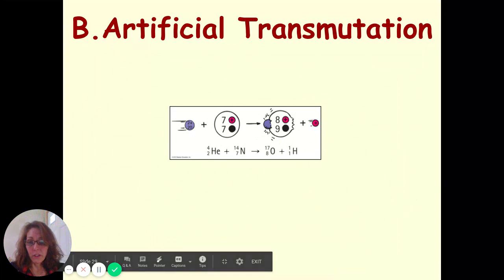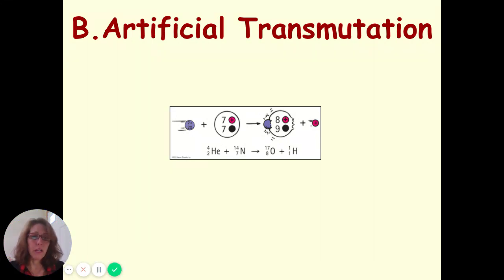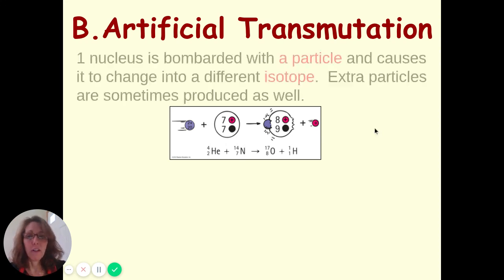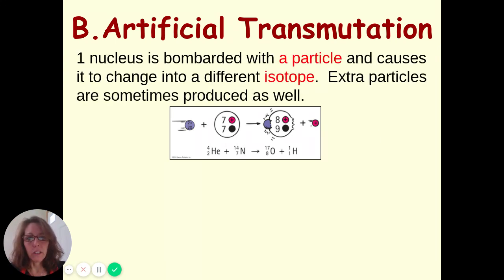Next is artificial transmutation. Again, these are the ones that don't happen spontaneously. You need to get them started by doing something to these particles, to these elements. So you might be working with a stable nucleus like nitrogen-14. You could be working with a radioactive one. It does not matter. The idea is that you're going to take one nucleus, bombard it or hit it with a particle, and it will cause the nucleus to change into a new isotope, a different element. Extra particles are sometimes also produced as a byproduct.